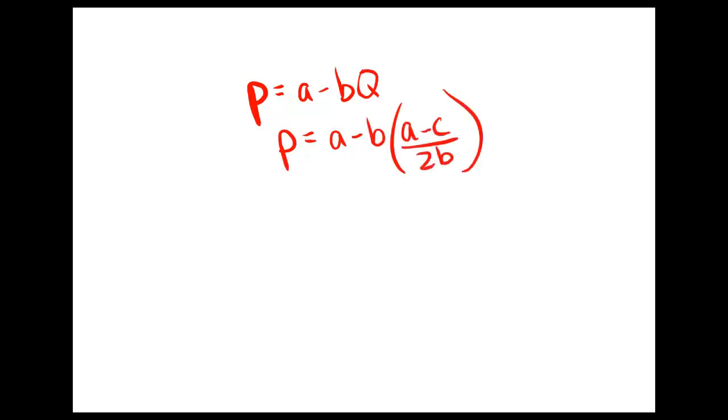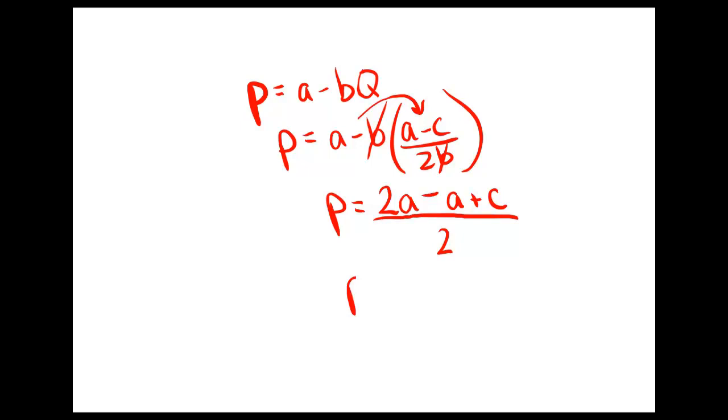Okay, so now we take that inverse demand function. We're going to substitute in our expression for Q. We can see that the B's cancel. We want everything over 2, so we'll put 2A minus A, and this will be plus C. And that simplifies to price equals A plus C over 2.